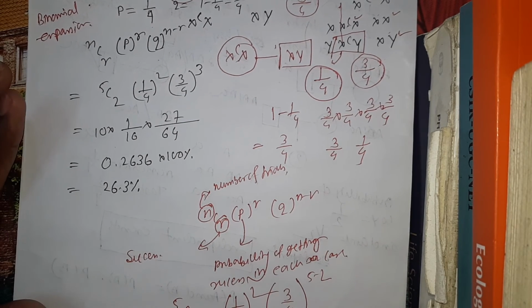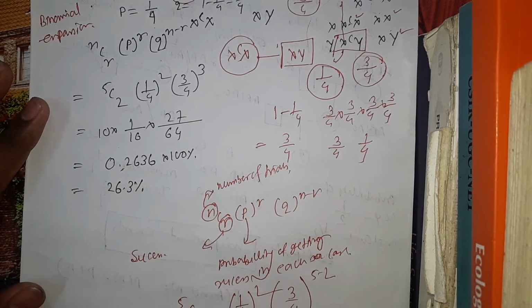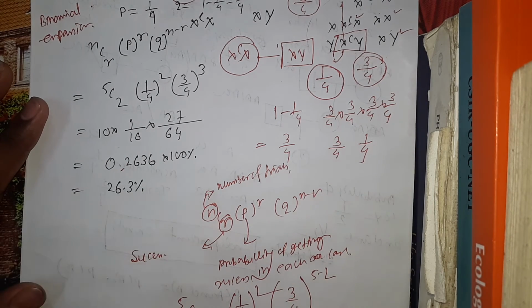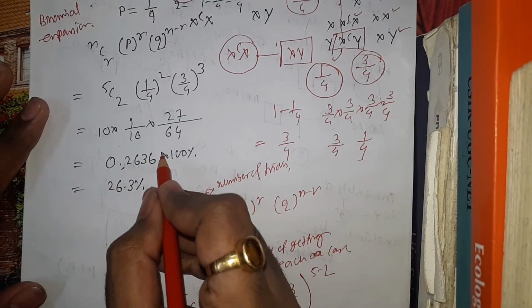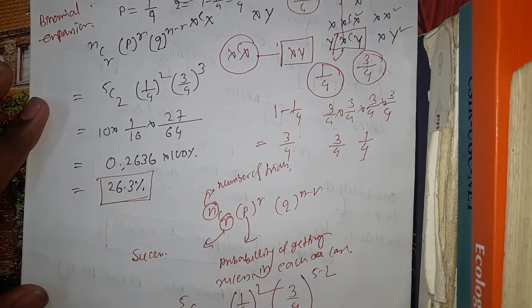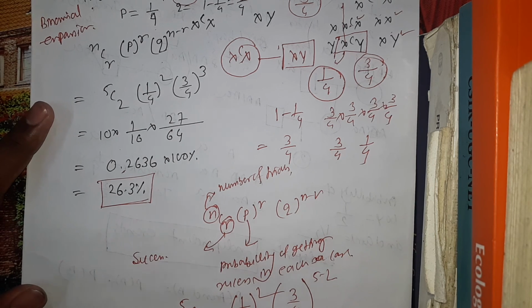By simply solving the problem you will have something like this. If you want, you can leave the answer here, but if you want to represent it as a percentage, you simply multiply it by 100 and you will have your answer. I hope it is clear, and if you want a video on binomial expansion so that you can handle every question, please let me know in the comment box and I will surely try to make it.